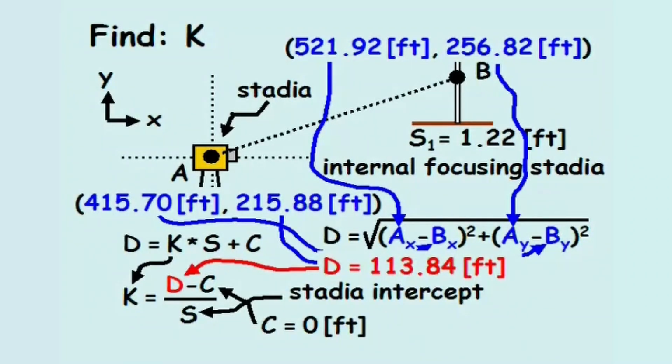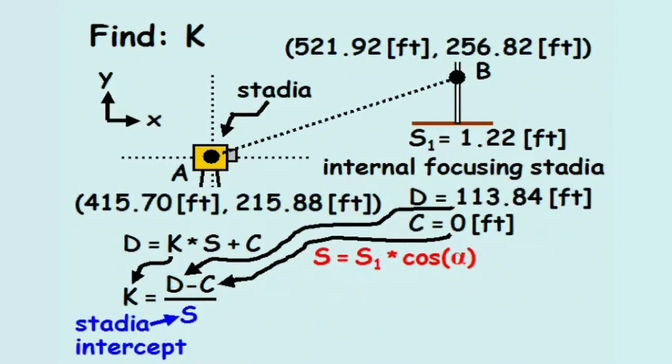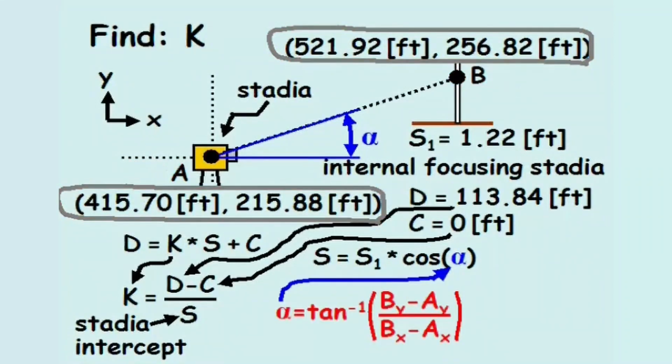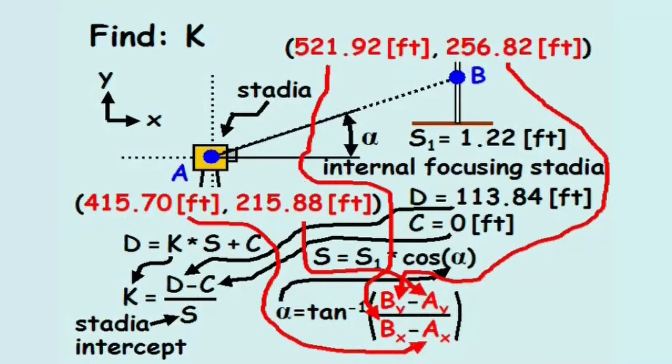The stadia intercept, s, equals the value of S1 times the cosine of the angle of inclination, alpha, where the angle of inclination is the angle line segment AB makes with the horizontal axis. Since we know the coordinates of points A and B, we can determine the angle of inclination by taking the arctangent of the quotient of the difference in y coordinates divided by the difference in x coordinates for points A and B. Plugging in these four coordinate values, the angle of inclination equals 21.078 degrees.